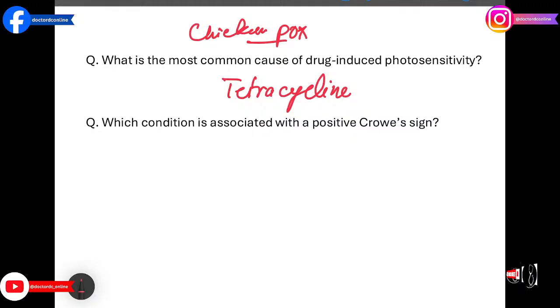Which condition is associated with a positive crowe sign? Neurofibromatosis type 1. Axillary freckling is a diagnostic feature of this genetic condition.